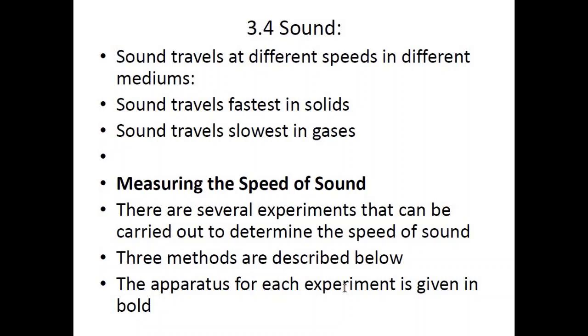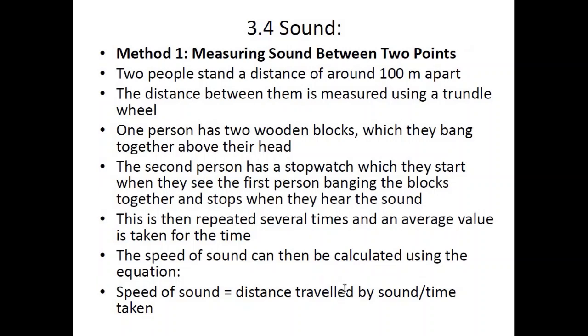Measuring the speed of sound. There are several experiments that can be carried out to do this. Three methods are described below. Method 1, measuring sound between two points. Two people stand a distance of around 100 meters apart. The distance between them is measured using a trundle wheel. One person has two wooden blocks which they clap together above their head.